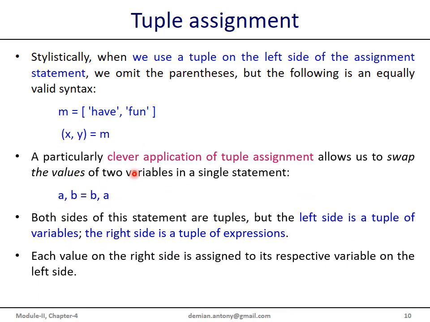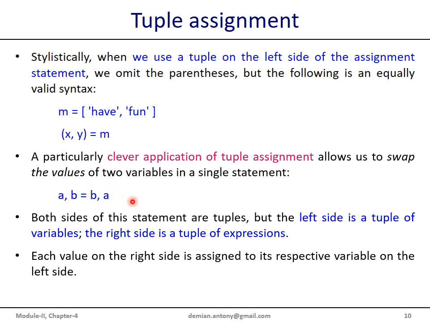One good application of tuple assignment is swapping of values without using any temporary variables. A single statement will swap the contents of two variables. This statement a comma b equal to b comma a swaps the contents of variables a and b. We can see here in this expression a and b is a tuple. Left hand side is a tuple of variables, and right hand side is a tuple of expressions.